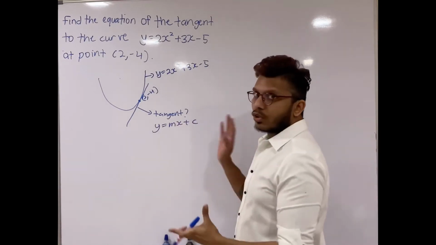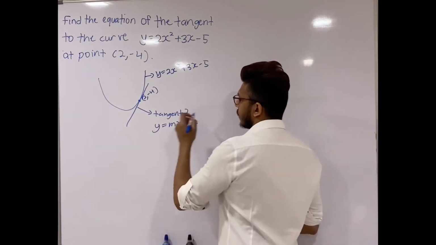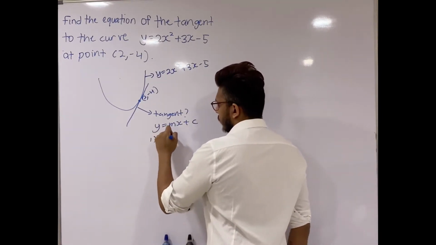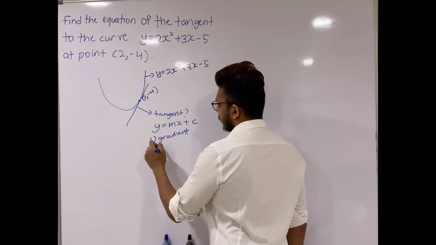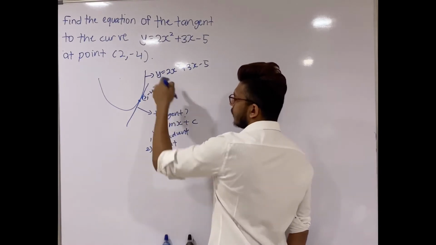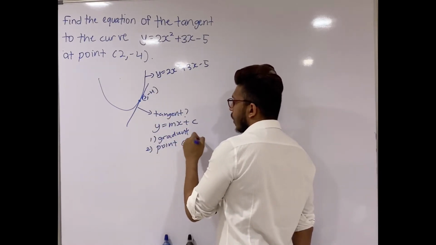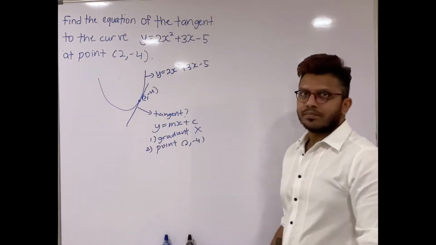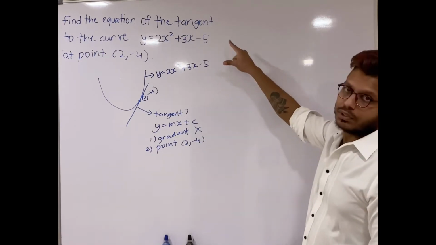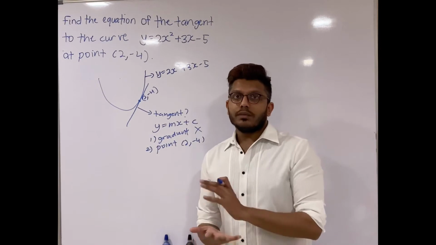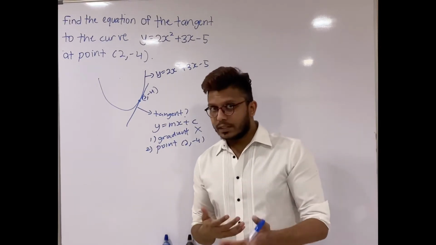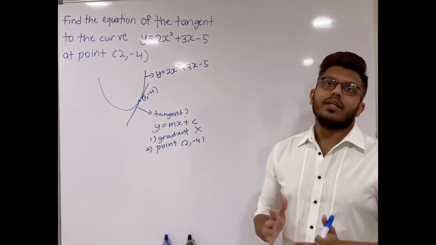So in order to solve this, in short, we need a gradient and a point. Now we have a point. What's missing is the gradient. It's not there. So we are going to try to use this equation and find the gradient from that. And I've told you earlier, when you differentiate a function, you will get dy/dx. dy/dx is actually a gradient function.